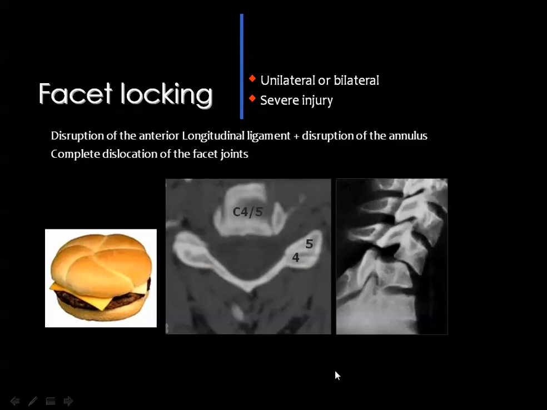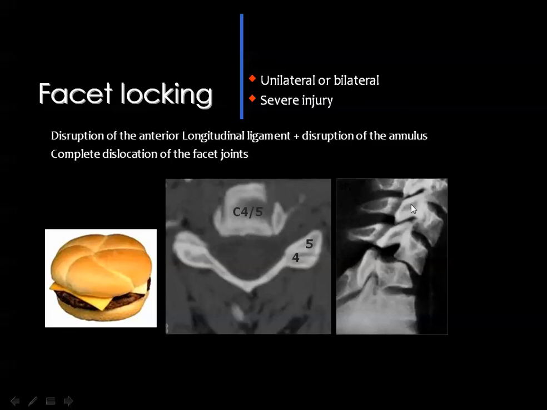Then we come to an important issue, which is facet locking. Facet locking means that there is an abnormal relation between the articular facets in the cervical spine. Whenever there is flexion injury with traumatic spondylolysis, you can see in this X-ray the relation of the facets of the vertebra above to the facets of the vertebra below.